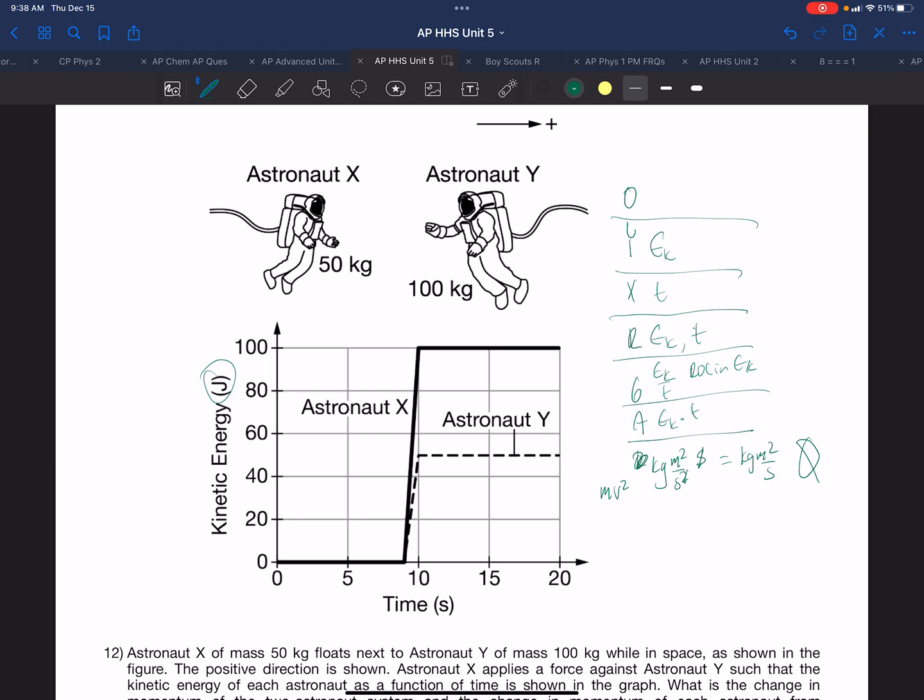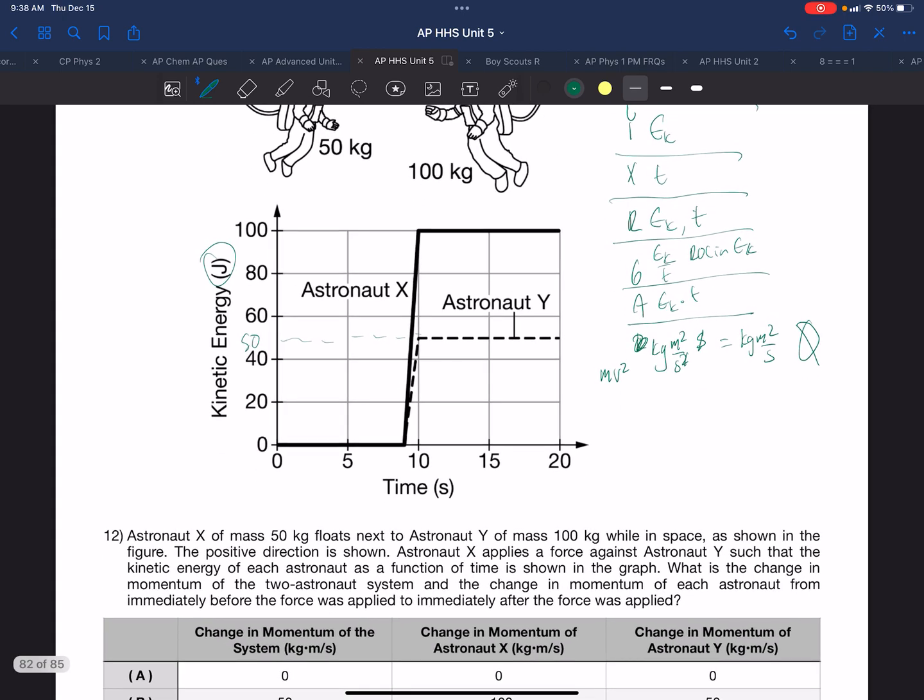So we see the two graphs, they both start at 0 kinetic energy, and then the kinetic energy increases for astronaut X and for Y. And we look at this value for Y, it's like 50, and the value for the other astronaut is 100. So we notice that the kinetic energy of Y is 1/2 that of X.